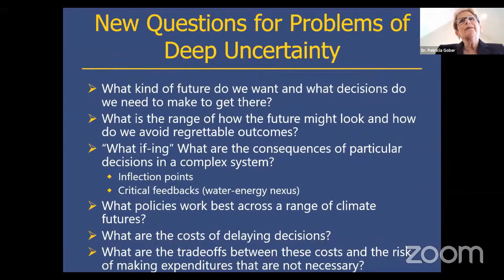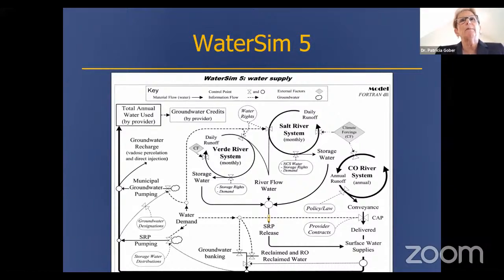Problems of deep uncertainty trigger us to ask, what kind of future do we want? And what decisions do we need to make to get there? What's the range of how the future might look? And how do we avoid regrettable outcomes? We're not in the business of optimizing anymore. We're in the business of finding alternatives that will work across a range of futures because we don't know what those futures will be. What-ifing? What are the consequences of particular decisions in a complex system? What policies work best across a range of climate futures? What are the costs of delaying infrastructure decisions for another 10 or 15 years? What are the trade-offs between the costs and the risks of making expenditures that are not necessary? Different kinds of questions than we would ask if we were in a traditional optimization problem.